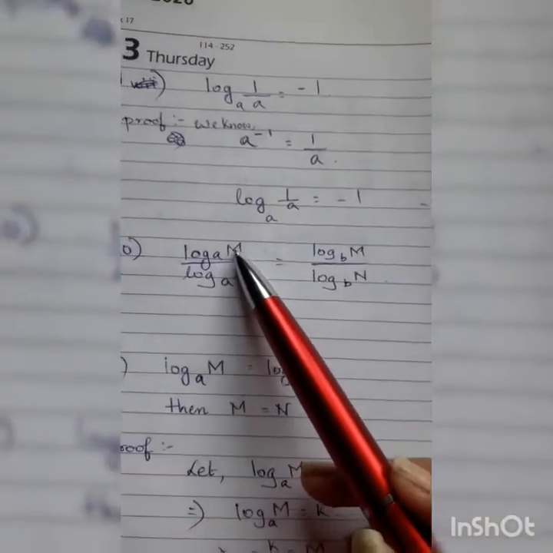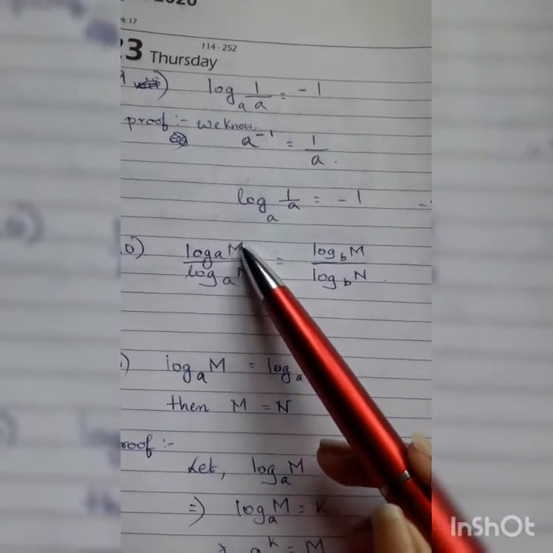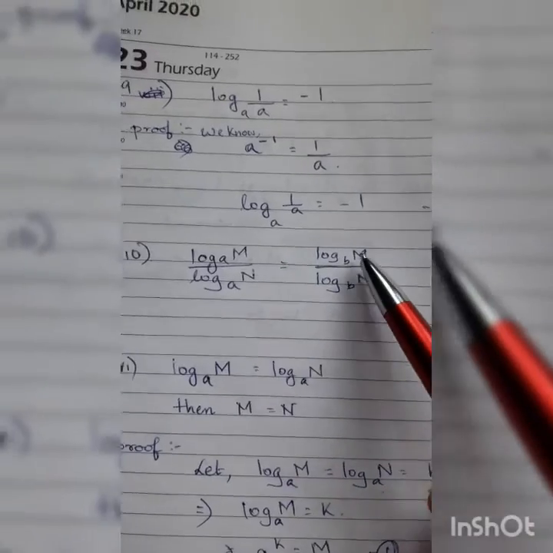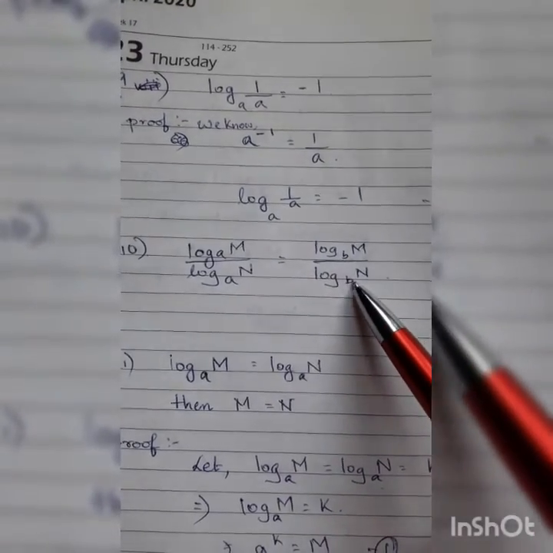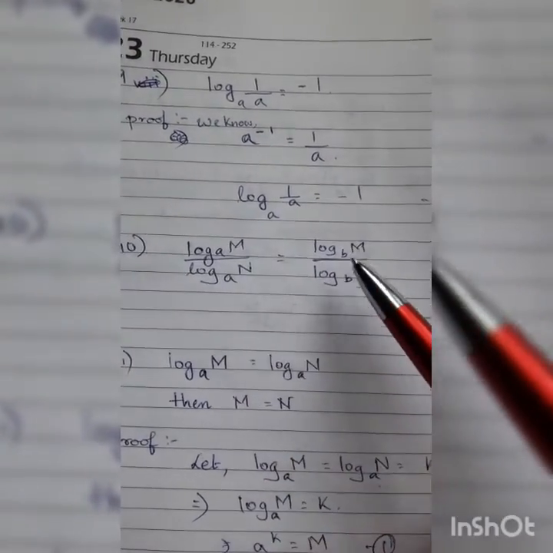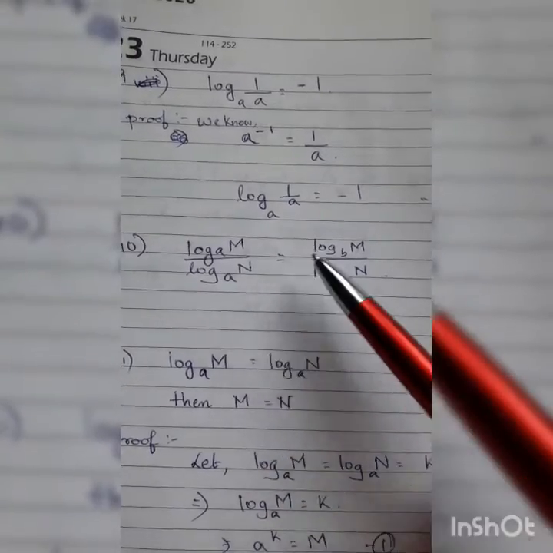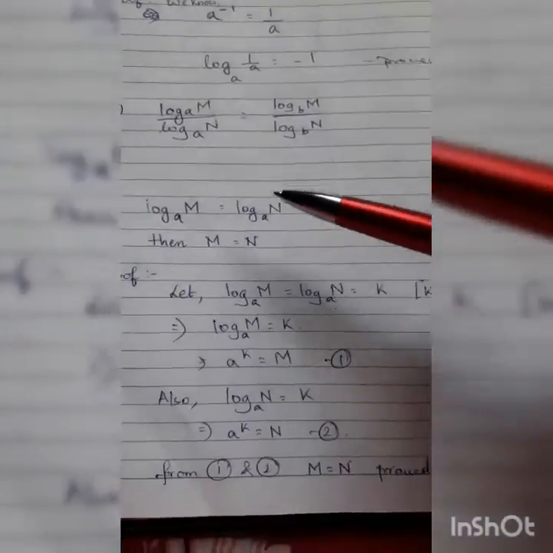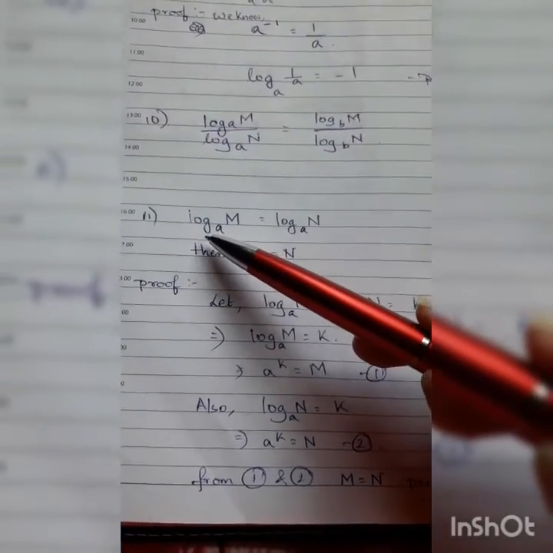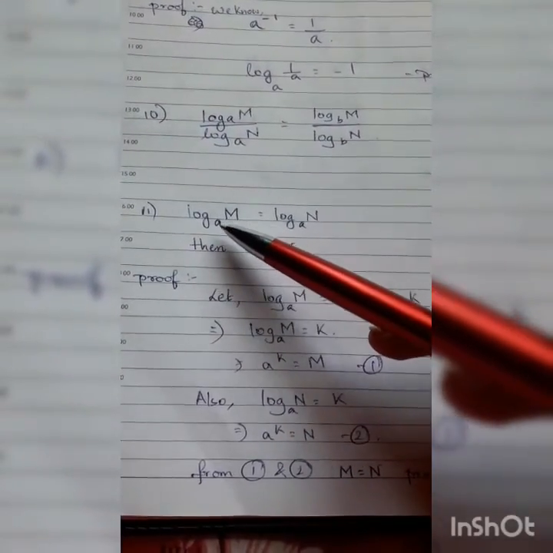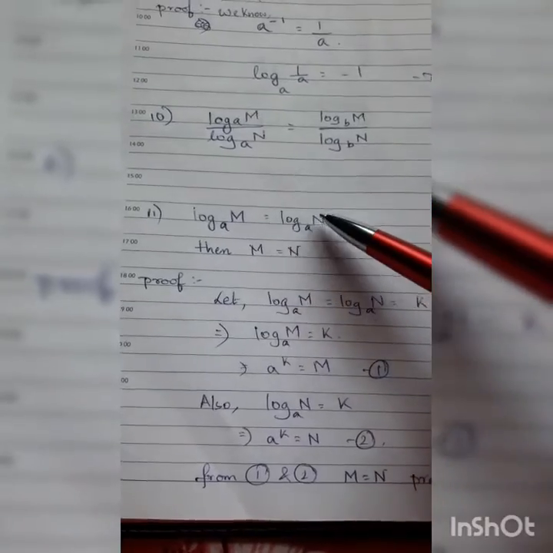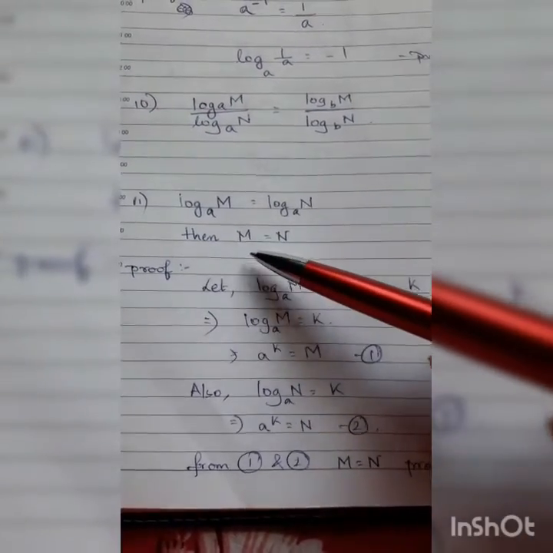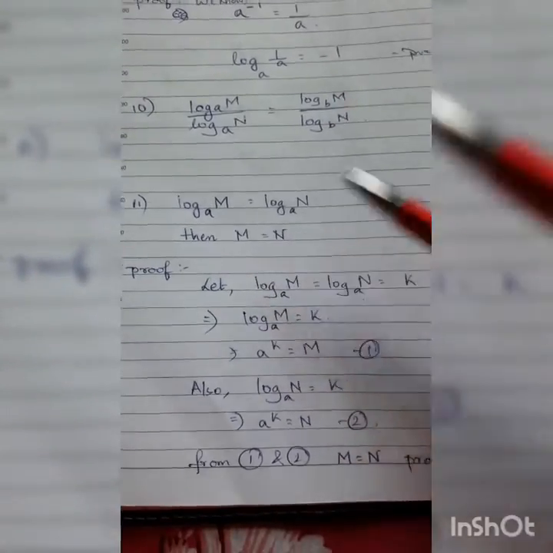This is simply formula number 10, where log m to the base a by log n to the base a is equal to log m to the base b by log n to the base b. I can simply change bases and equate these two logarithms. In formula number 11, it is given that log m to the base a is equal to log n to the base a. If this holds true, then you have to prove that m is equal to n.